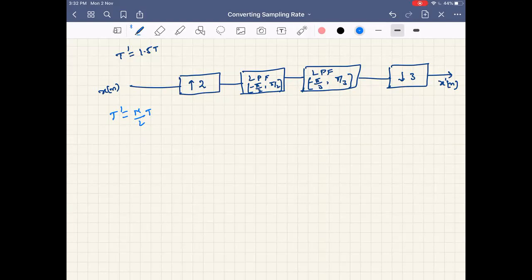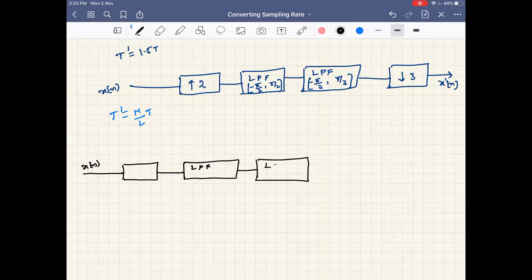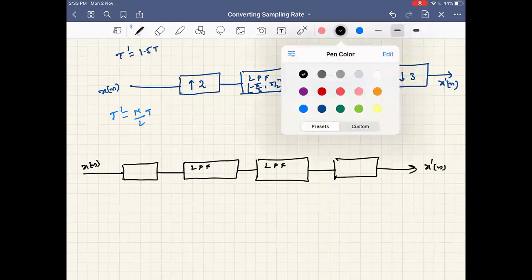So in this case, let us sketch how the block diagram should be. Say x[n] we have, and what should be the upsampling factor, and what are the cutoff frequencies of the low pass filter, and then what is the downsampling factor, and finally to get x'[n]. Okay, let us write these things.